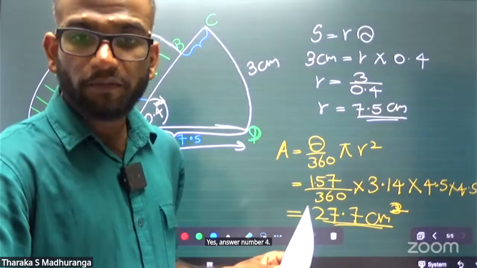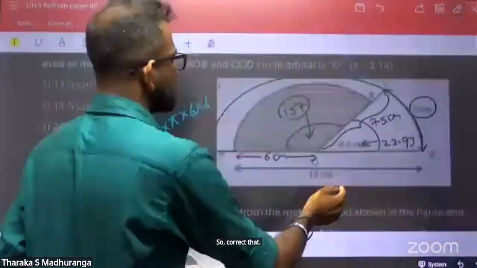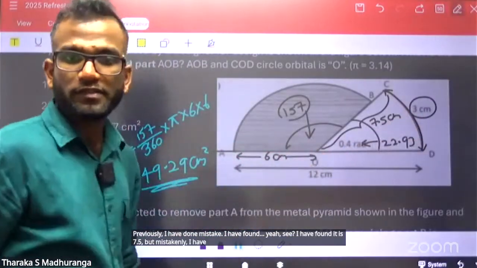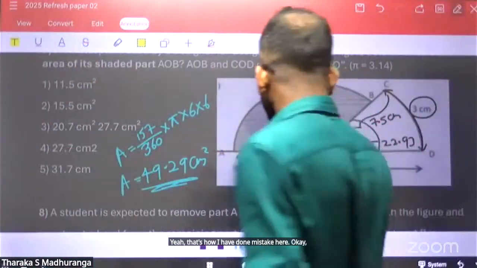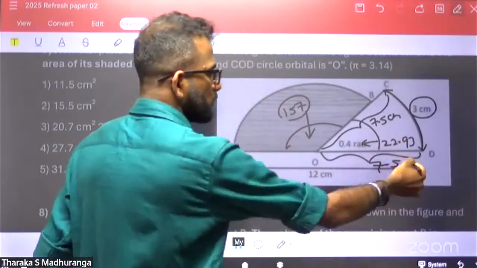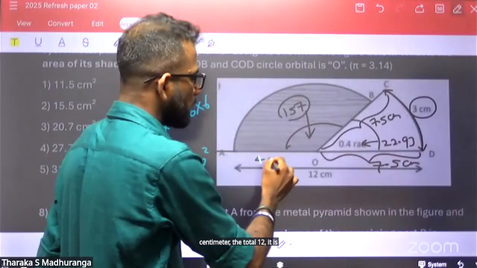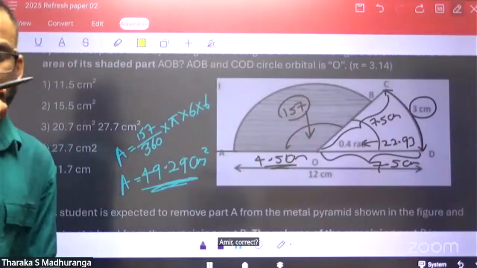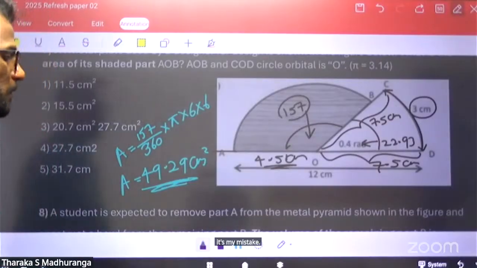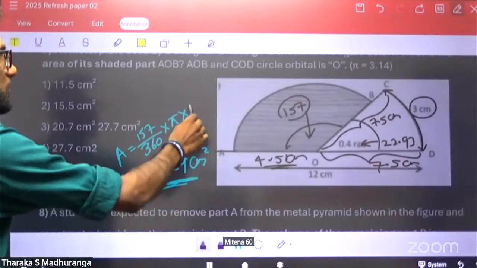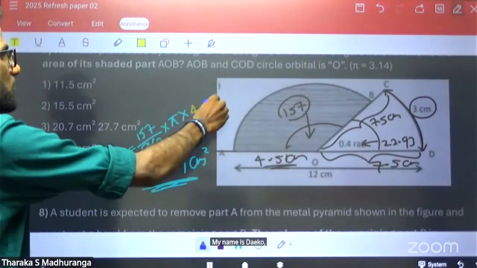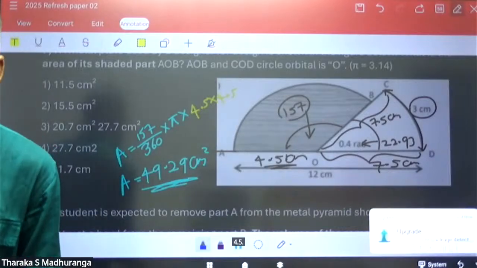Yes, answer number 4. Previously, I have done a mistake. Sorry, correct that. I found it is 7.5, but mistakenly I got it as 6. That's how I made the mistake here. If this length equals 7.5, very simple. My mistake, okay? 7.5 centimeter, and then total 12, it is 4.5. The remaining part is 4.5. Kabir, correct? Others are correct. It is 4.5. If you add 4.5, then you are correct. My mistake. Fatima, clear?